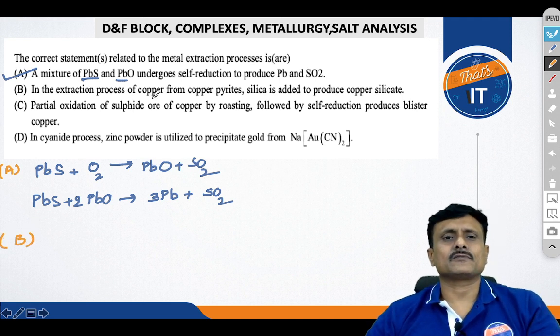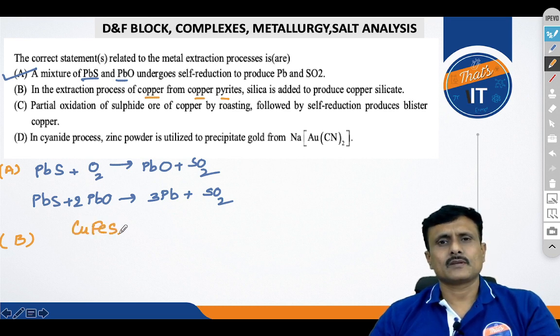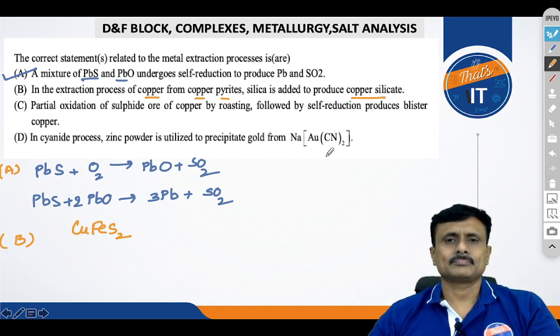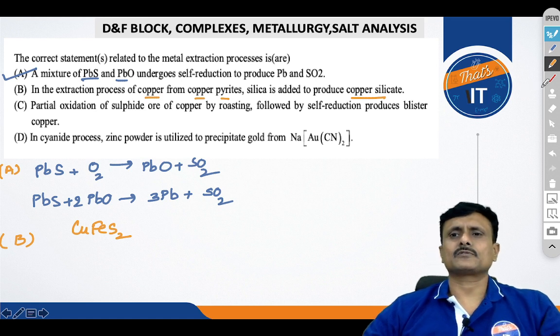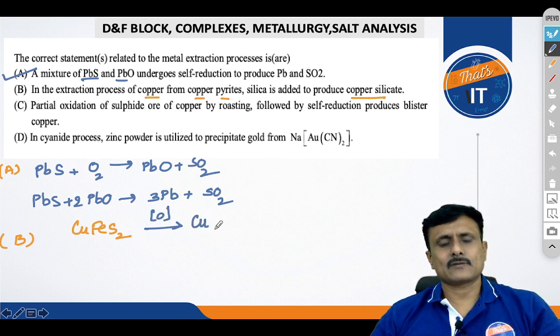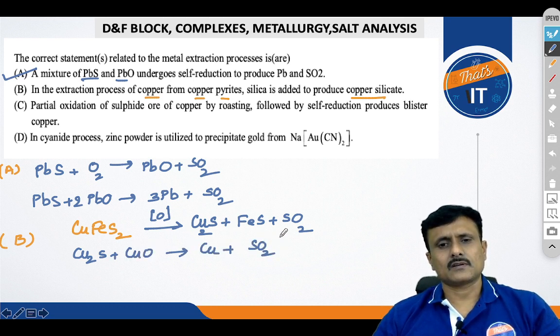Option A is correct. Let's check out option B. In the extraction process of copper from copper pyrite, that is CuFeS2, silica is added to produce copper silicate. Let's see. When this is oxidized, we will be getting CuS plus Cu2S plus FeS and SO2. So your Cu2S is undergoing self reduction to give you what? Cu plus SO2.